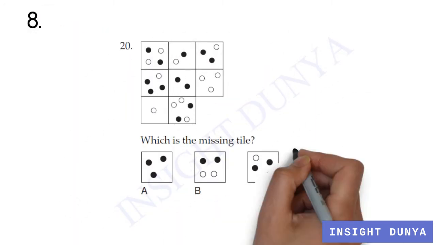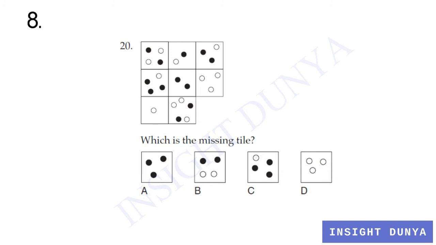Now the last question, question number 8. You can see that in this question there is a big square and one tile of the square is missing. To find this missing tile, we have to find the pattern in the tiles. Looking horizontally or vertically, we can see that the number of white dots and black dots are changing. So this shows that the pattern is the counting of dots. So either count from left to right or from top to bottom. I will count from top to bottom.